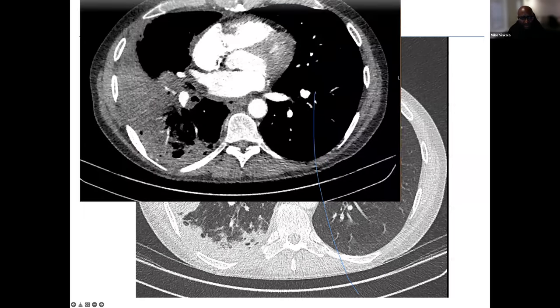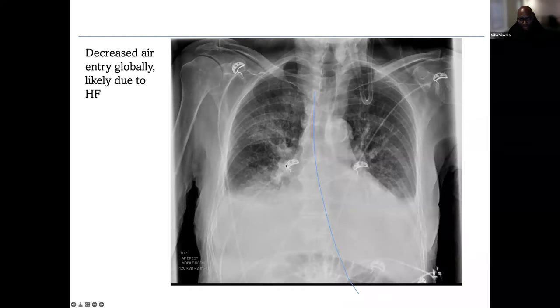Bronchogram here, that's the same mass we're talking about here. Now, this is one of the x-rays I wanted to talk about. We do have an enlarged heart, and then we do have bilateral pleural effusions here.